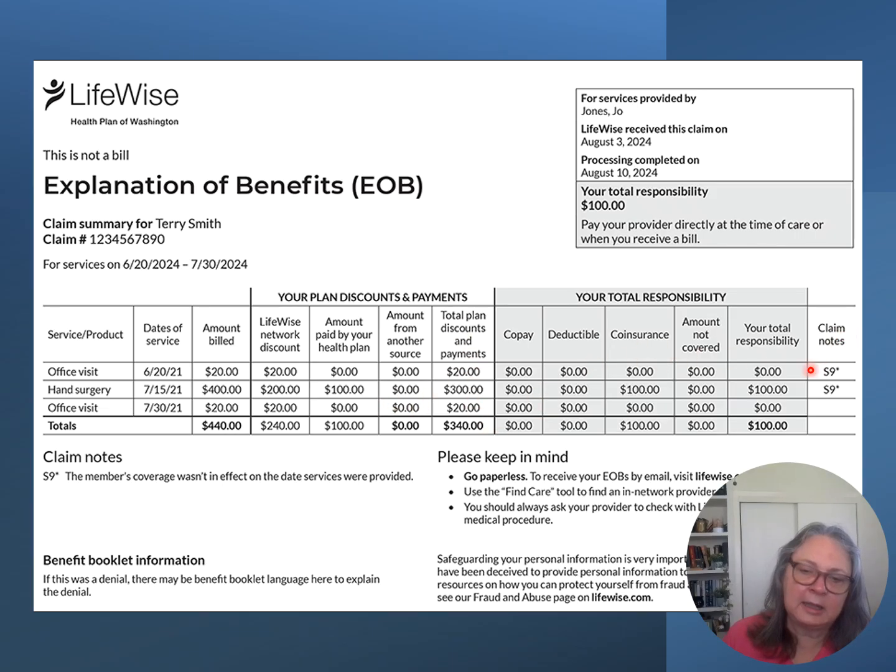And down here at the end, you'll see claim notes. So two of these claims, it shows that has an S9 claim note. The member's coverage wasn't in effect on the date of service, the date the services were provided. So that's very important to know. If you have a denial, it's going to show over here at the end of the claim, and it's going to tell you down here in the claim notes what that looks like, okay?